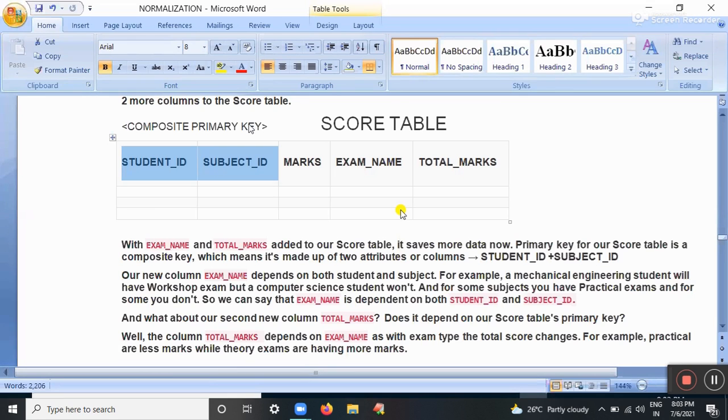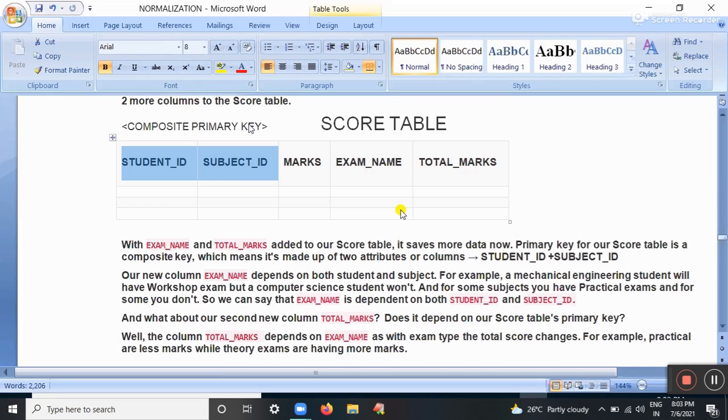The next column is examination name. Examination name depends on subject. Yes or no? Subject-wise there is an examination name, like social examination, science examination, mathematics examination. So examination name also depends on subject ID as well as student, because the student is required to write the exam and the subject is also required. So this is also a full dependency.